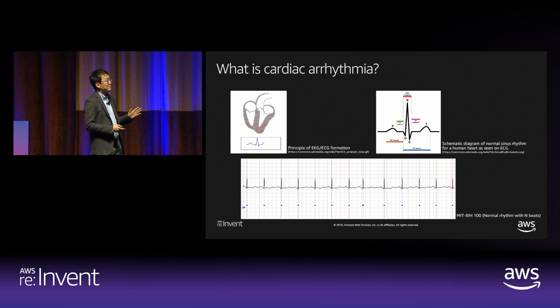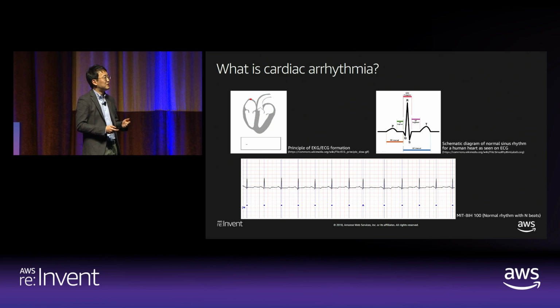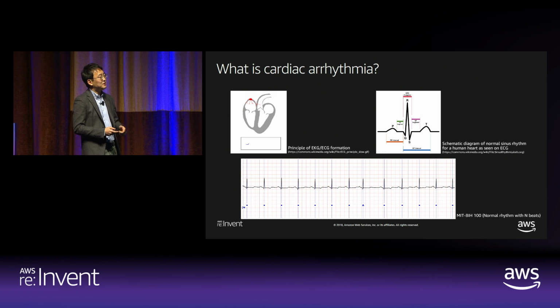It consists of a P wave followed by a QRS complex, where the R indicates the peak pulse. And then there's a T wave there. At the bottom, this is a screen capture of us monitoring the ECG graph.